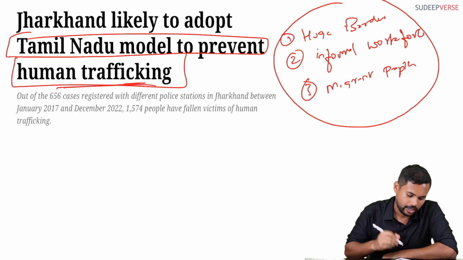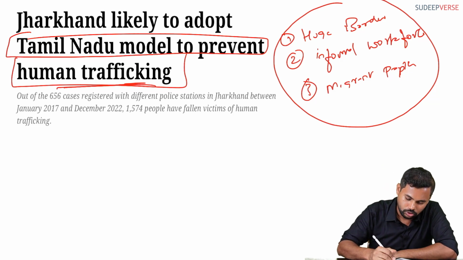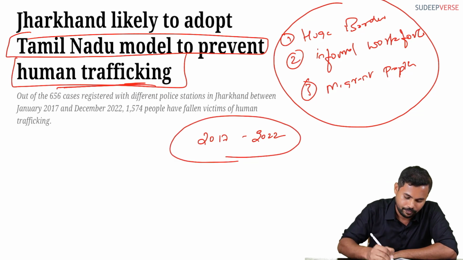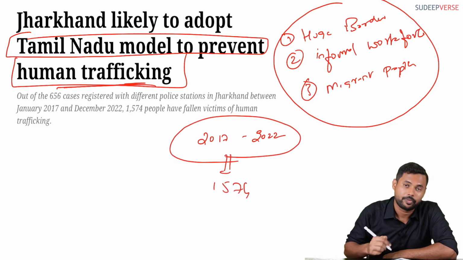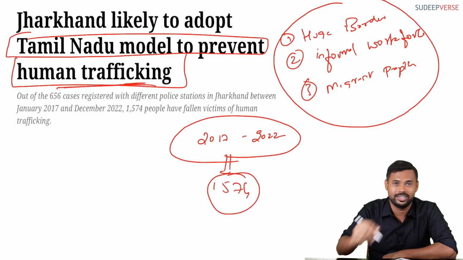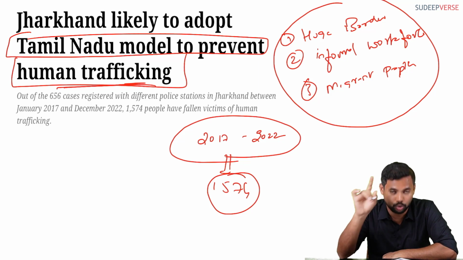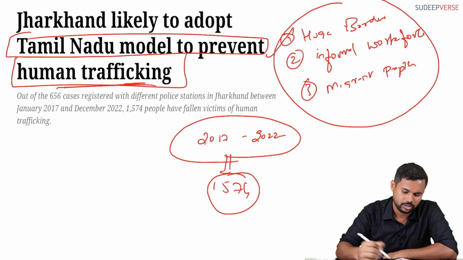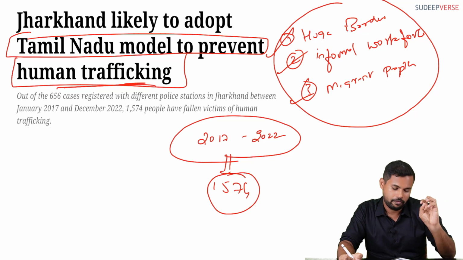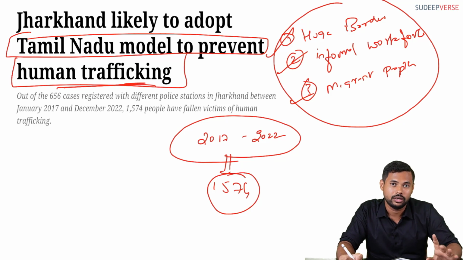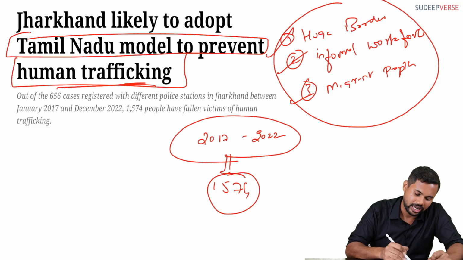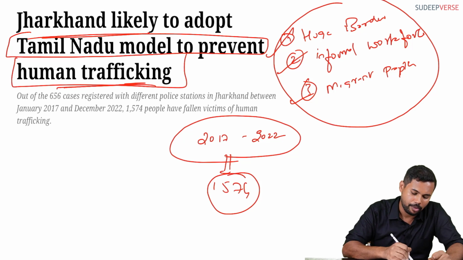Now coming back to Jharkhand, from 2017 to 2022, if we take the total cases of human trafficking, around 1574 people have been subjected to human trafficking only in Jharkhand. So imagine if we take the entire India, what should be the number? It will be huge. So human trafficking is a major problem in India, as I told you, because of these three reasons. Now, the Tamil Nadu model of tracking the migrant population, tracking these laborers, is very, very good.